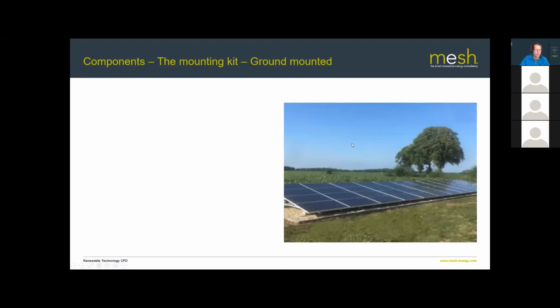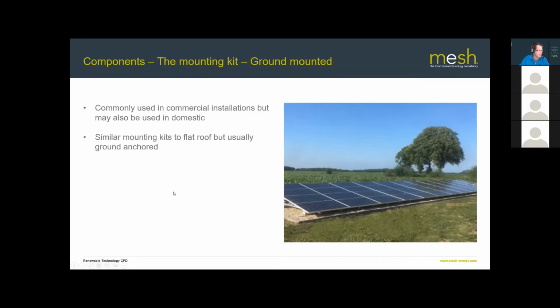Very similar to flat roof is obviously if you're ground mounting a system. So the actual systems look pretty similar. The big difference is that they tend to be used more in commercial installations. So you'll see big fields of solar panels in various parts of the country. But the big difference is they're usually ground anchored rather than using ballasting to hold the panels down.